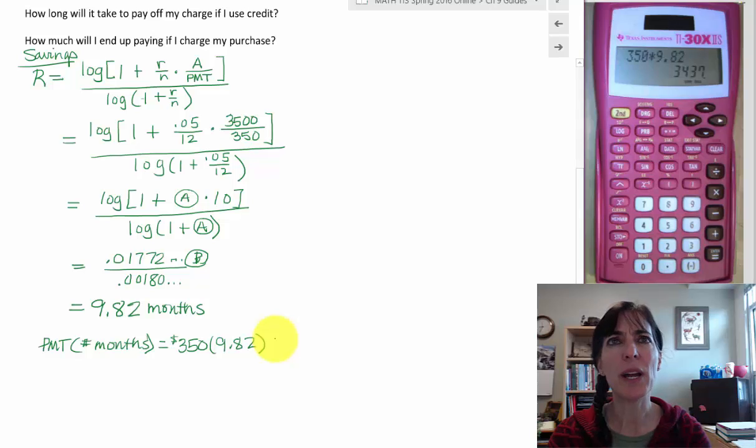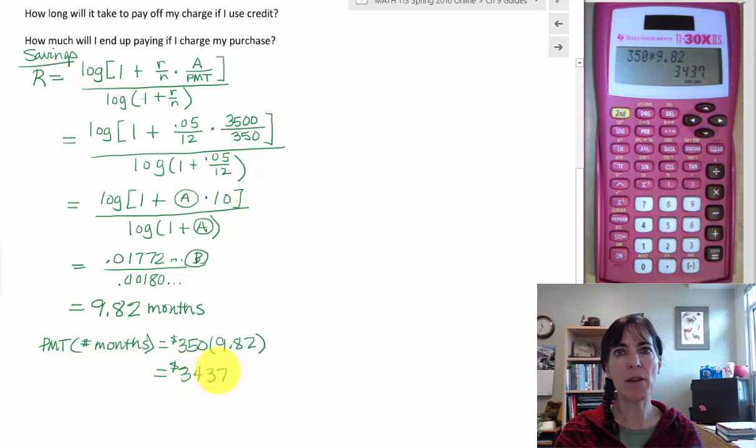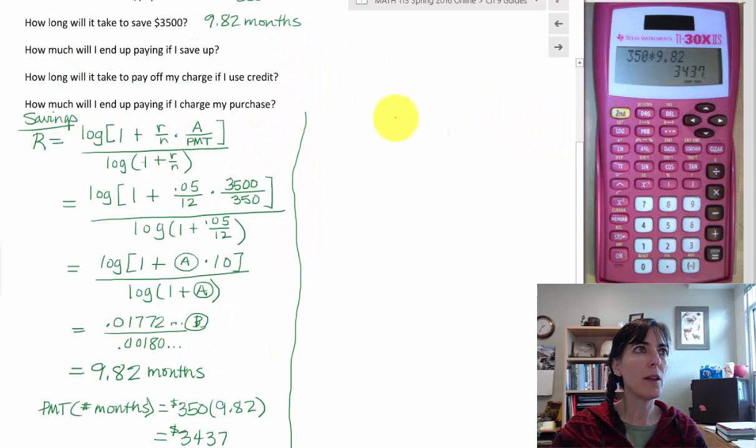And you can go ahead and round it to 2 decimal places. That's fine. That's sufficient here. And that will give me $3,437 that I end up having to pay for this sofa if I save up for it, which should be less than the amount the sofa costs because I am saving and I do earn interest on my savings. And then here we'll end up paying $3,437.